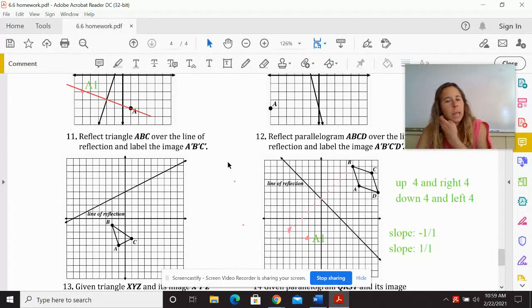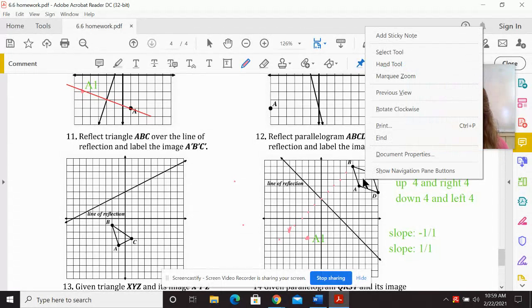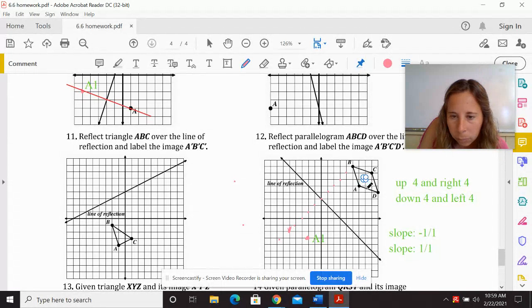Okay, so then you do the same thing with C and D. Actually, I'll go ahead and do C. So for C, just use the same slope. So down 1 over 1. Stop it. I'm going to go down 1 over 1.